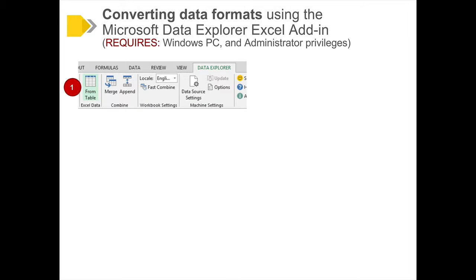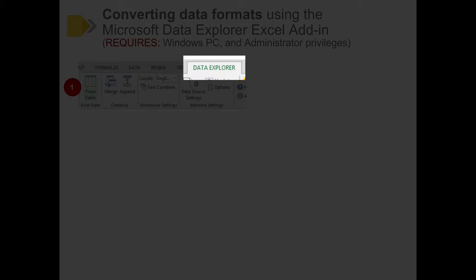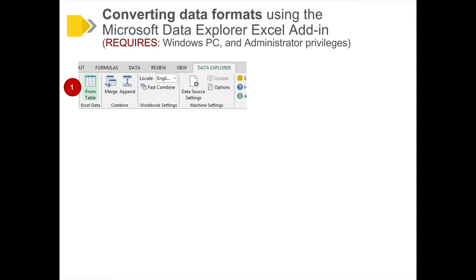If you have a Windows PC and you have administrator privileges, then you can convert data from summary tables to flat files using the Microsoft Data Explorer Excel add-in. This is an incredibly powerful and useful tool, and so I suggest you try and get it installed. Start by installing the Data Explorer add-in, which creates the new ribbon bar called Data Explorer shown on the screen. Next, you want to use Excel's table feature to turn the summary table format into an Excel table. Once that's done, you can begin the conversion process.